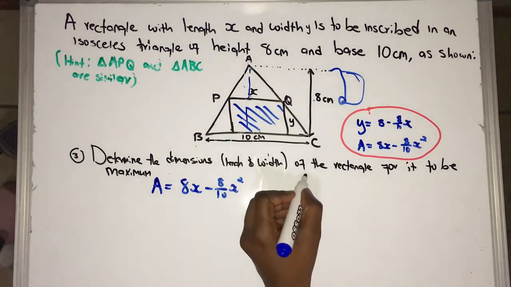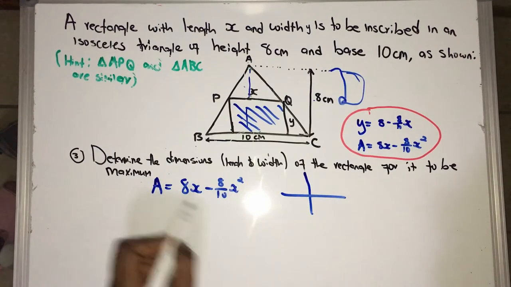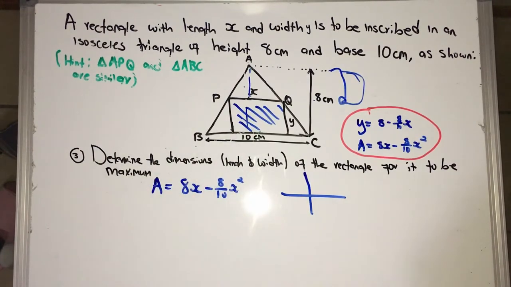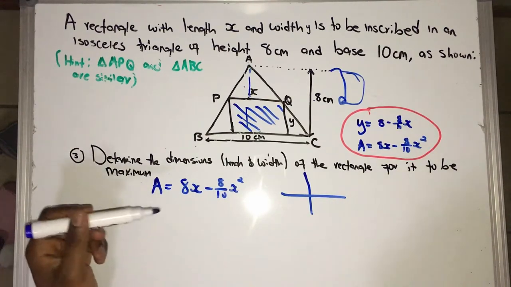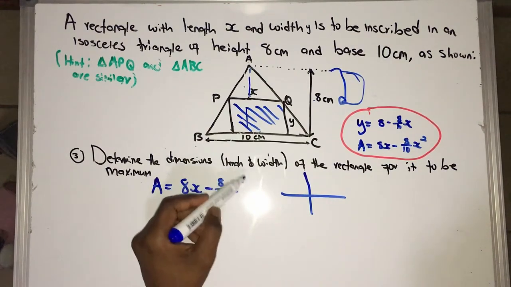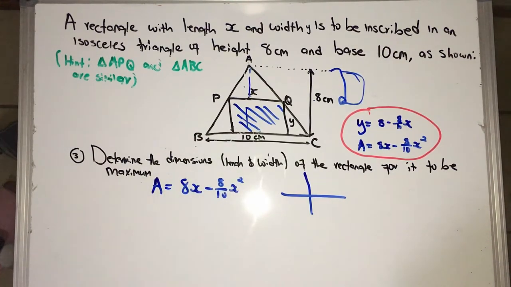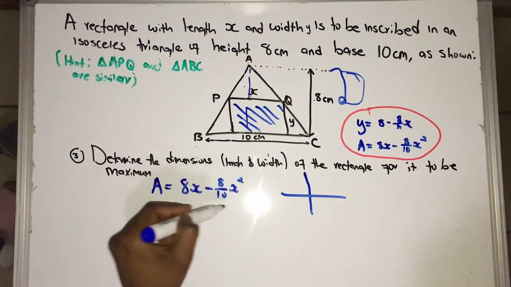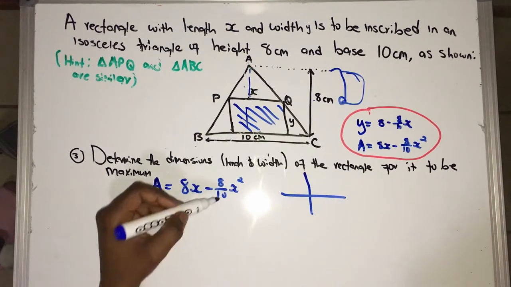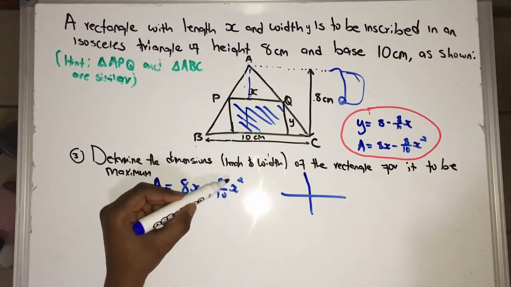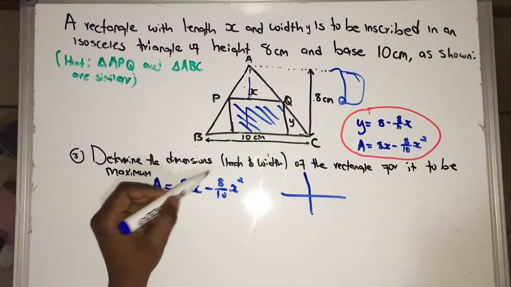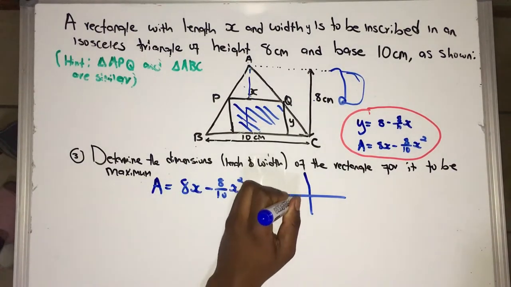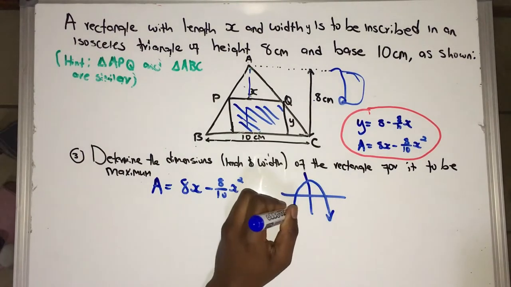On a side note, this area function is a quadratic, or a parabola. Why a parabola? Because the highest power of x is 2. Back to algebra standard form, so this is quadratic. And the coefficient of x squared here is negative, so this is a parabola that faces downward.